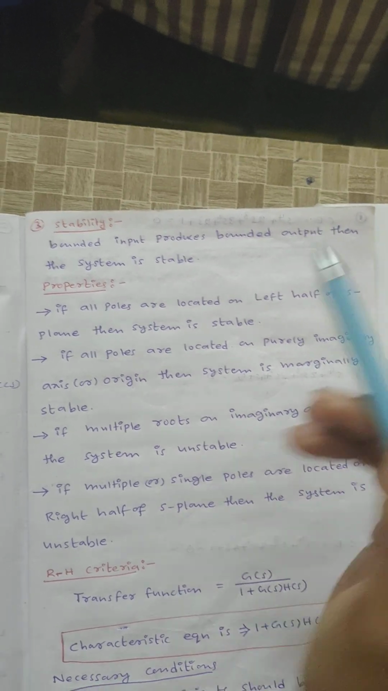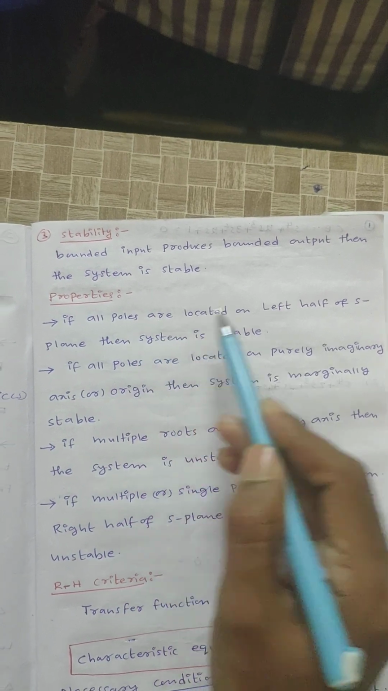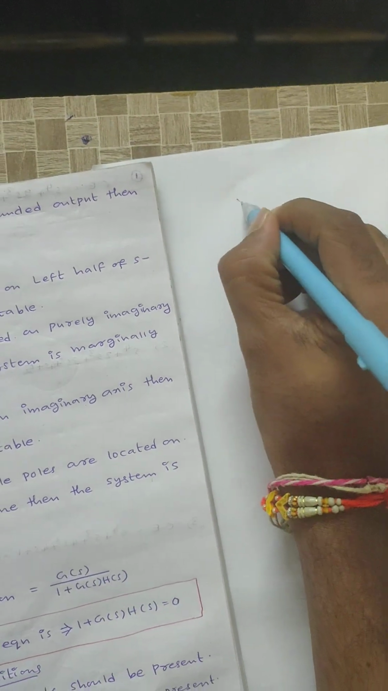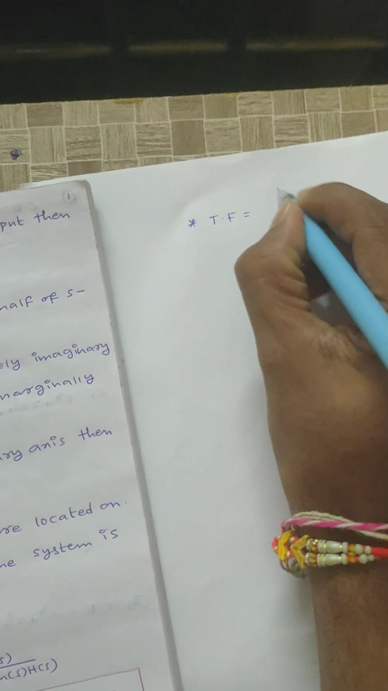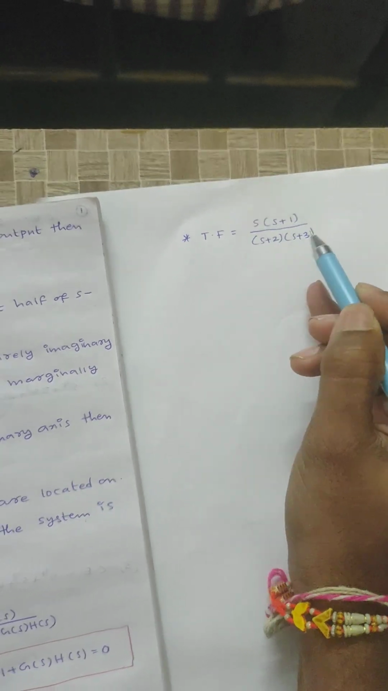Okay. Next, coming to the properties of stability. If all poles are located on the left half of the S-plane, then only the system is stable. Let us consider a transfer function. Transfer function is equal to S into (S plus 1) by (S plus 2) into (S plus 3). Okay, here it is a transfer function, right? That is G of S by 1 plus G of S into H of S.